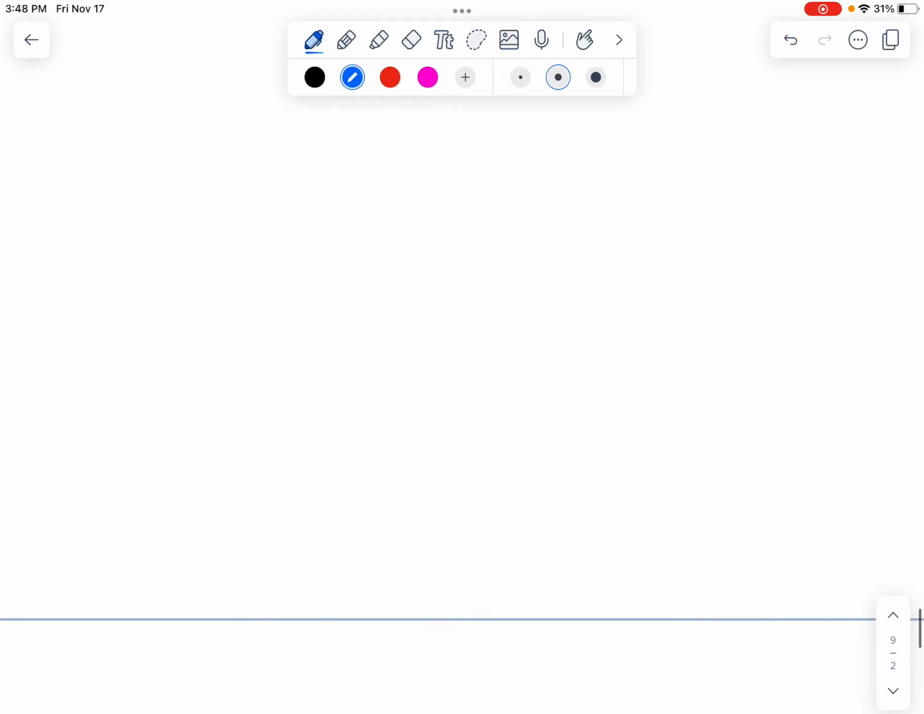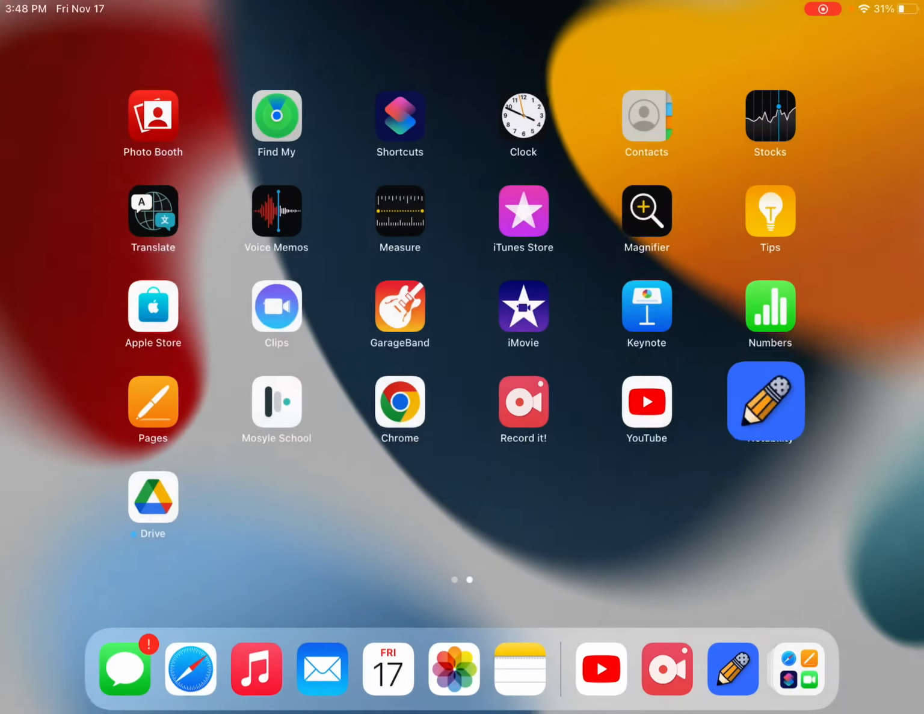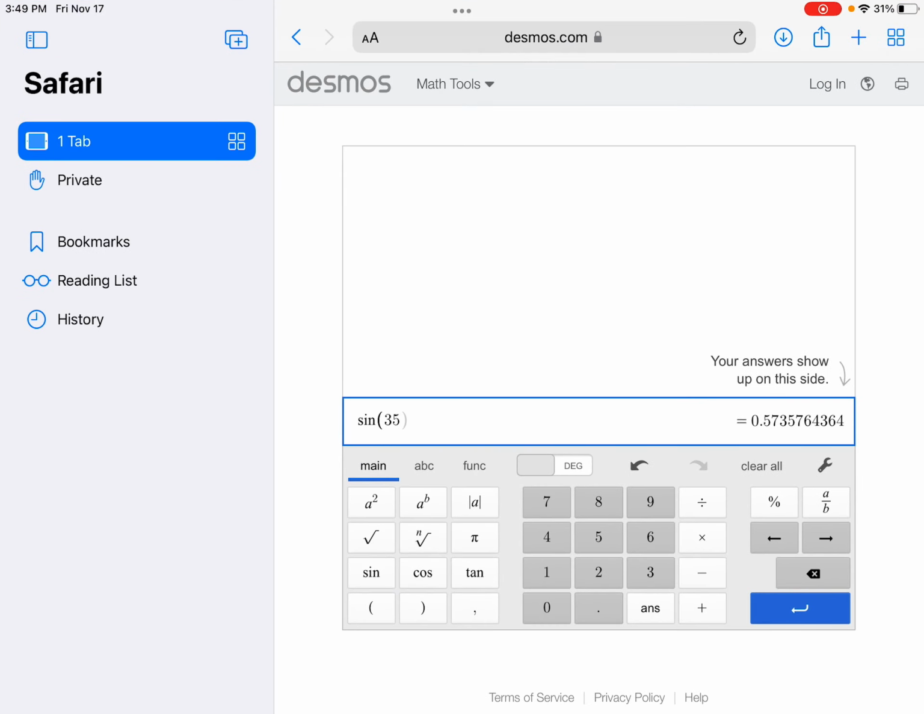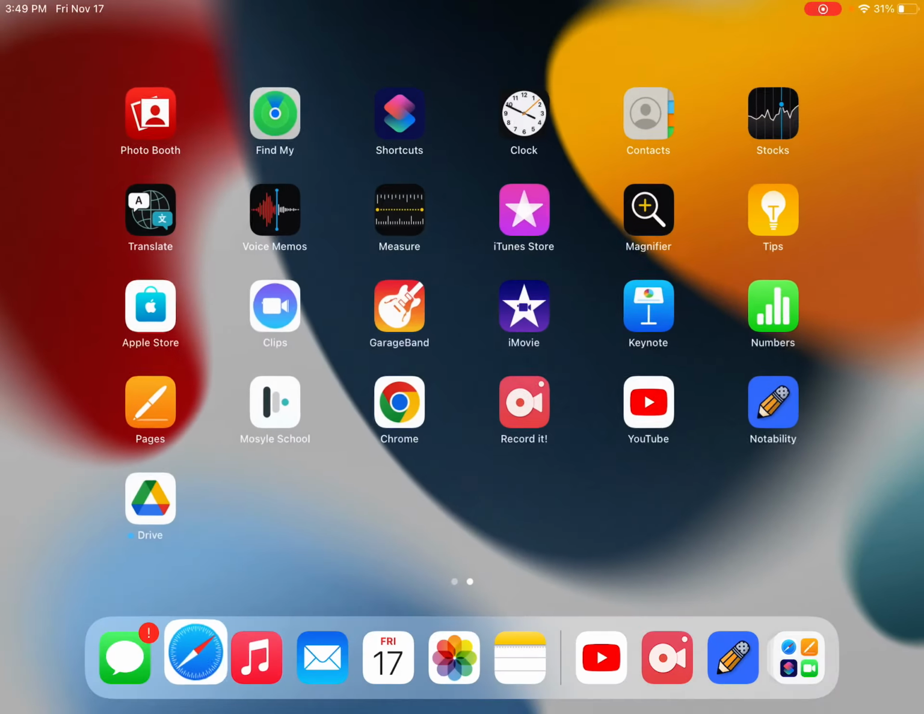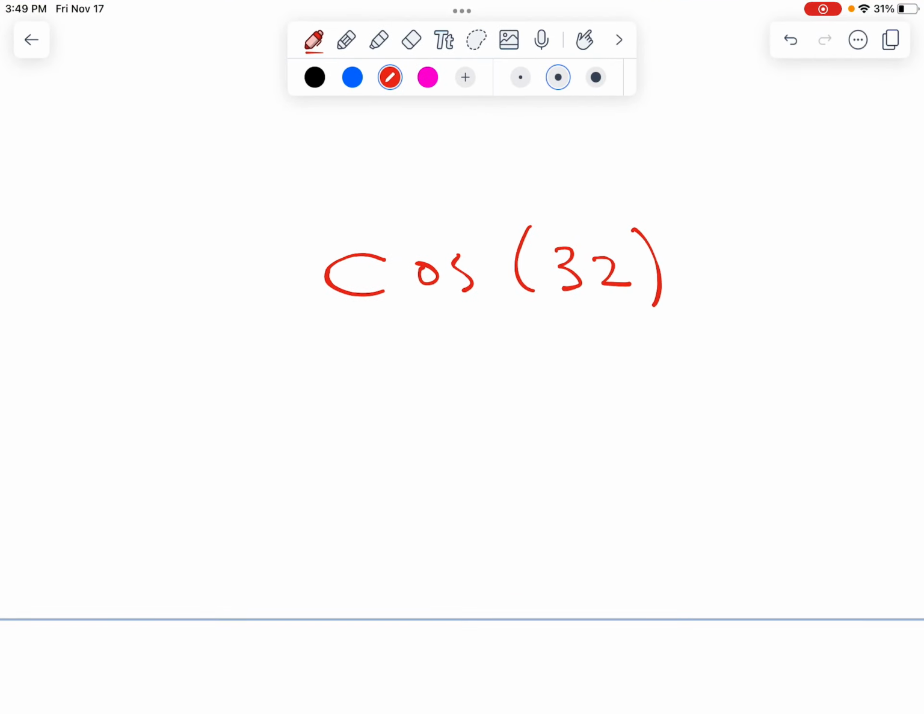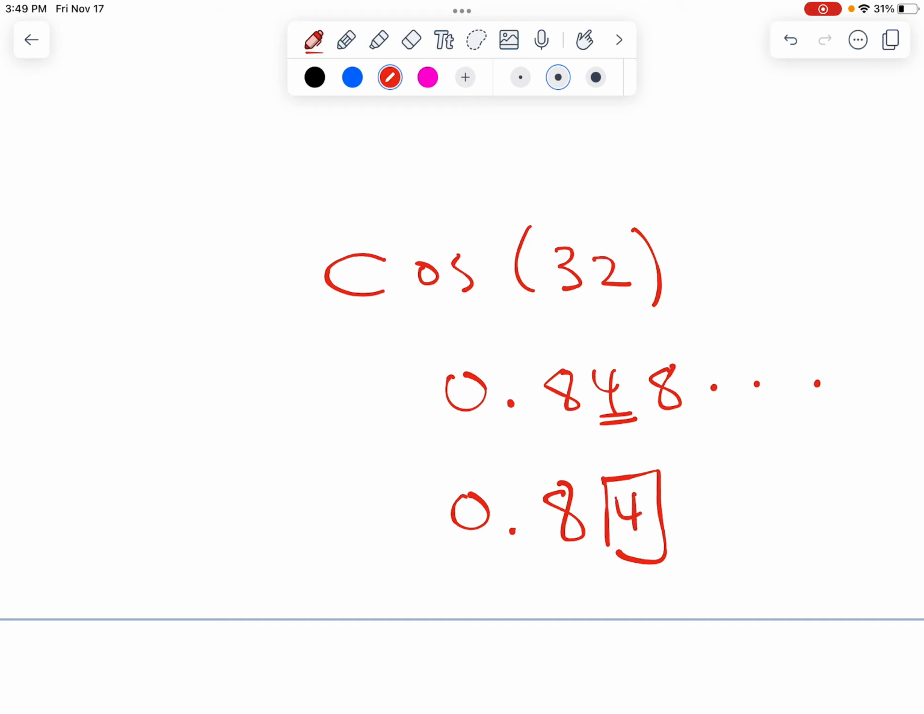So try this one on your own. Cosine 32. Okay, so let's type this into Desmos. Cosine 32. And that gives us 0.848 and change. So 0.848 and change, we're rounding it to the hundredth place. So it's going to be 0.8, either 0.84 or it could be 0.85.